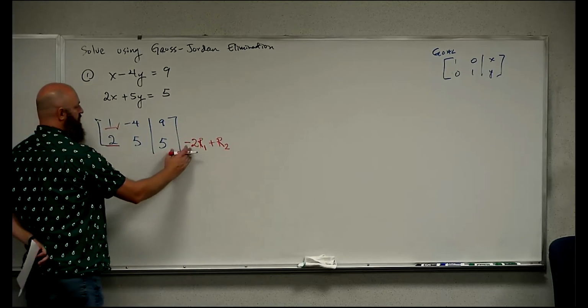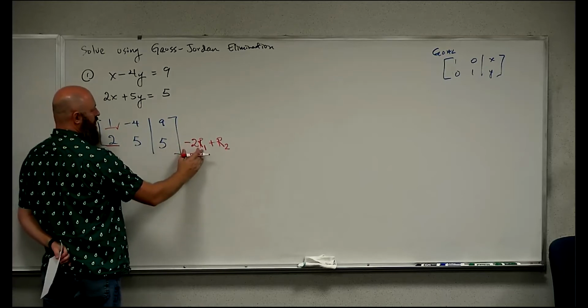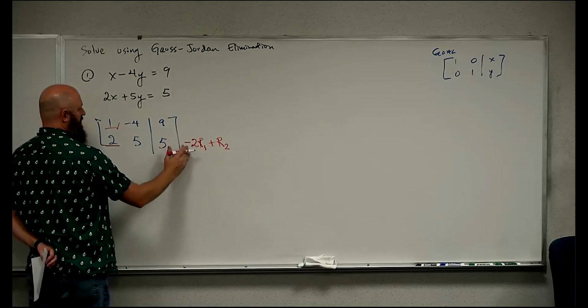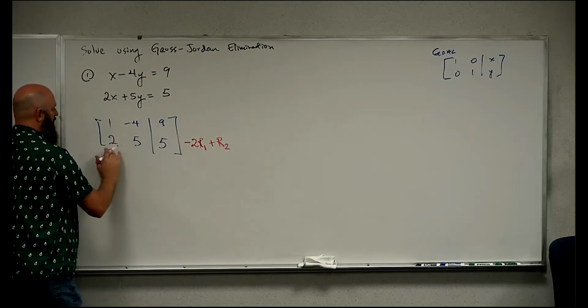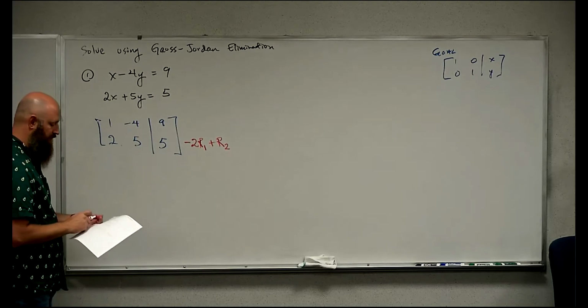All right, so let's do this. We're going to do -2 times row 1 plus row 2. And so we just do one thing at a time. So let me erase these pieces so they're not in the way. And we're going to create the new matrix.